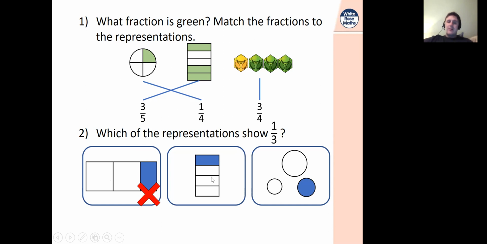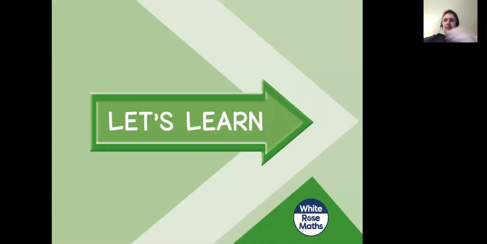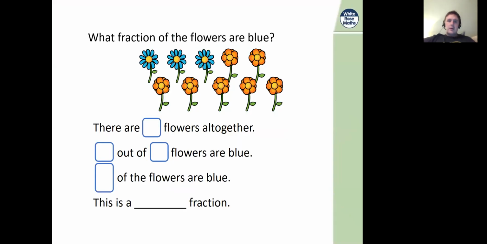With the second one, one of them is shaded. However, I've got 4 equal parts altogether, so that one isn't a third either. On the last one, I've got 1 shaded in out of 3, but all 3 of them are different sizes, so they're not in equal parts. So that one again is not representing a third. It was a trick question, Year 4. Hopefully you didn't get caught out there. Right, shall we move on with today's learning? Let's do some learning.